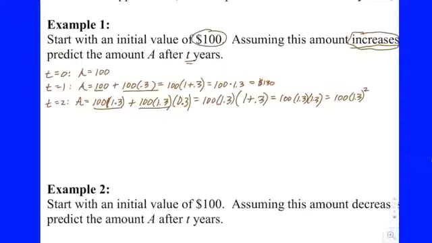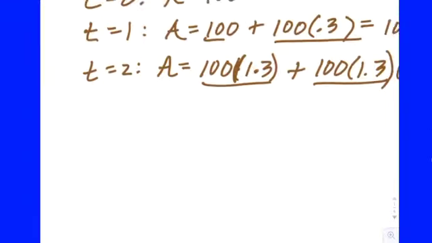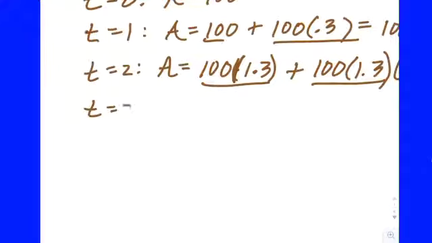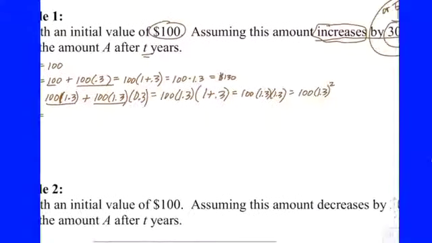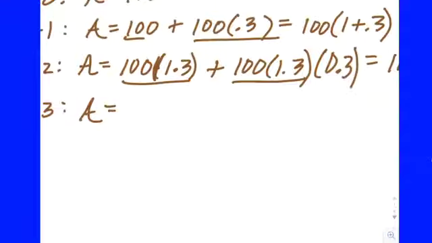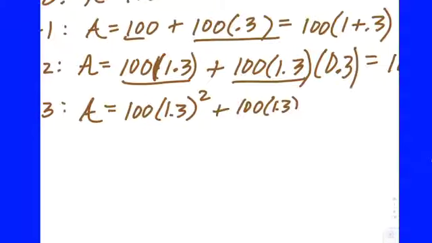Let's go one more time. I think I perceive a pattern. Do you perceive a pattern? Kind of slowly, maybe. Let's go one more time. You go as long as you need to create a pattern. So now the current amount in year 3 is going to be the previous amount, which was 100 times 1.3 squared, plus 30% of that, right? So that's 100 times 1.3 squared times 0.3.